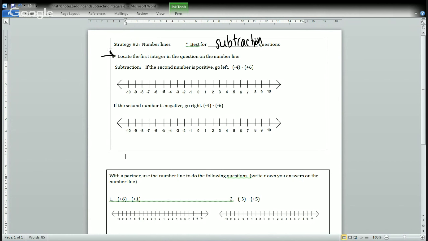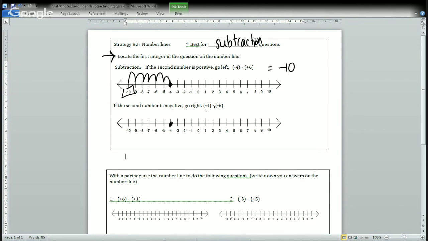How it works, always locate the first integer on the number line. So the first integer in both these examples is negative 4. Here's negative 4. Now here we're subtracting positive 6. Here we're subtracting negative 6. If we're subtracting a positive, 1, 2, 3, 4, 5, 6, the answer is negative 10.